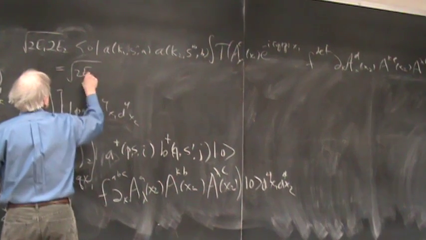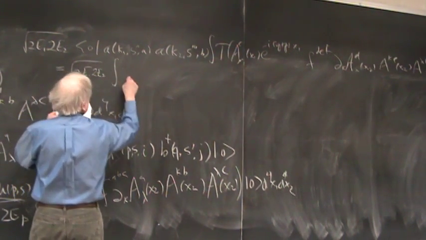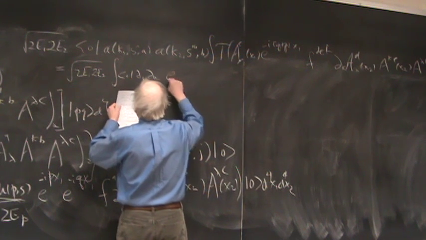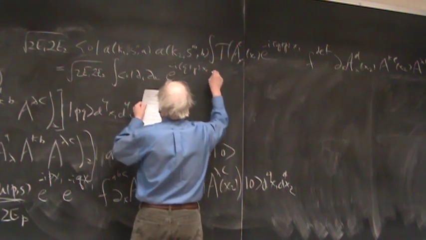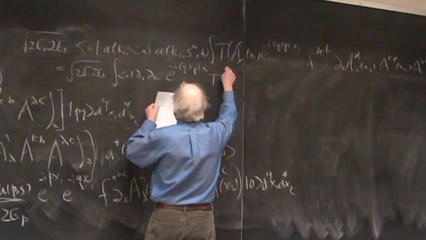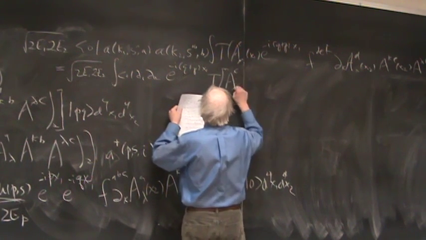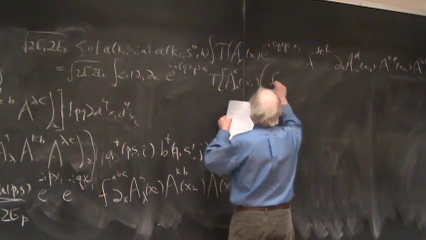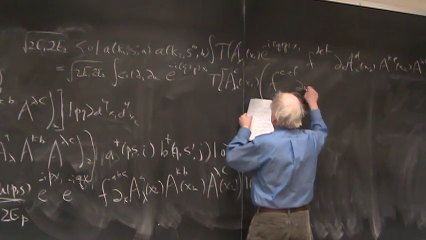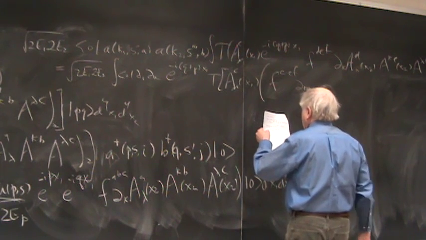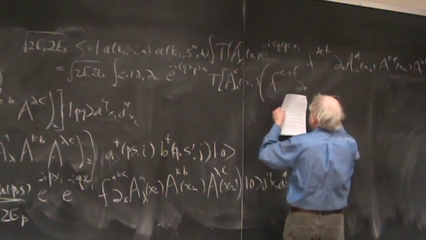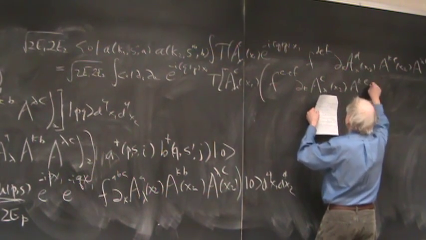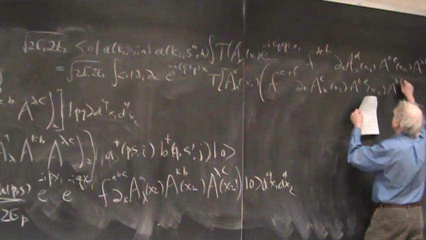So this is the square root of 2E1, 2E2, vacuum, let me just call it A1, A2 since we know what they are, e to the minus i (q plus p) x1, and time ordered product AC mu X1. And now I've got a big parenthesis here and I've got three terms. One term is f C E F, d kappa, right, C is that index, d kappa AC lambda X2 A kappa E X2 A lambda F X2.